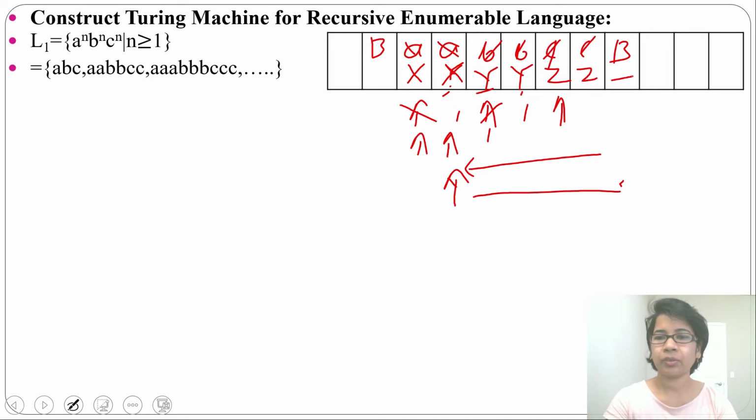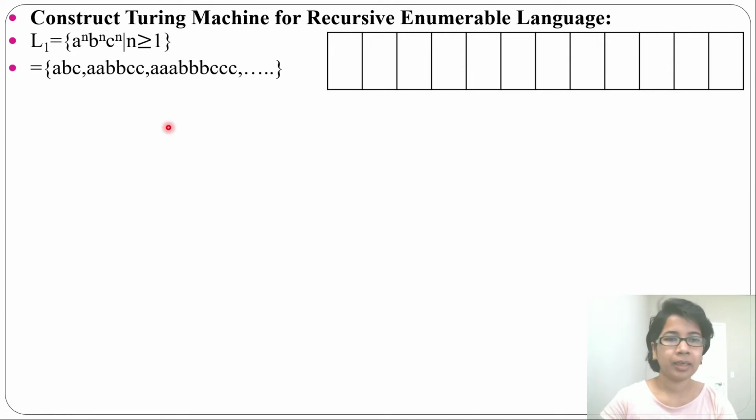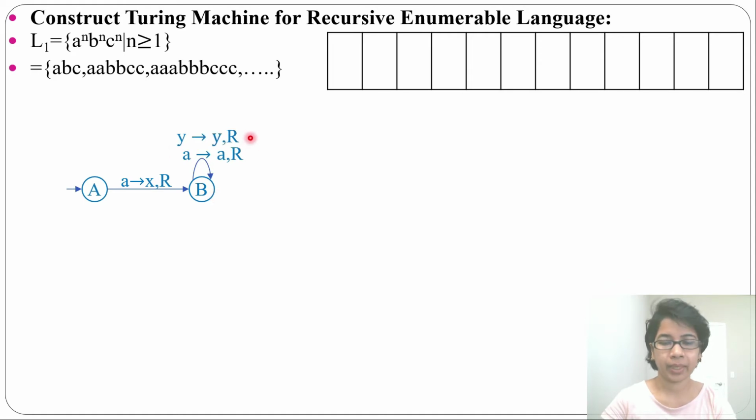So what we are doing, we are changing 1A to X, 1B to Y, 1C to Z. In that way, we are comparing equal number of A followed by equal number of B followed by equal number of C. Let me design the Turing machine. There will be an initial state. Then on seeing A it will change to X and move right. Then there may be more A, for that it will simply skip. There may be Y, for Y it will skip and move right.